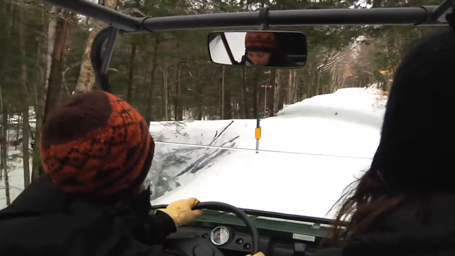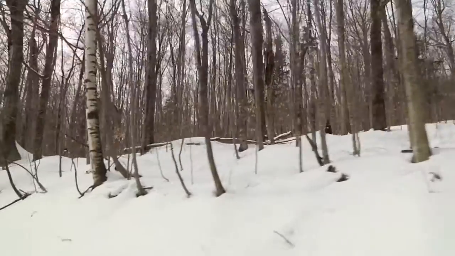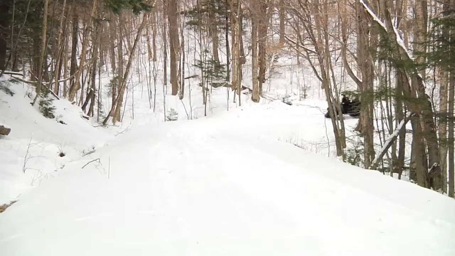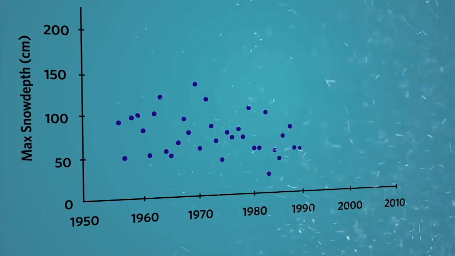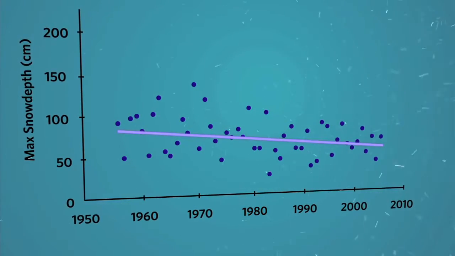Both Hubbard Brook and Harvard Forest are long-term ecological research sites. They've been measuring chemistry since the 1960s, and it's from that record we can see that the snowpack has been getting smaller over time.